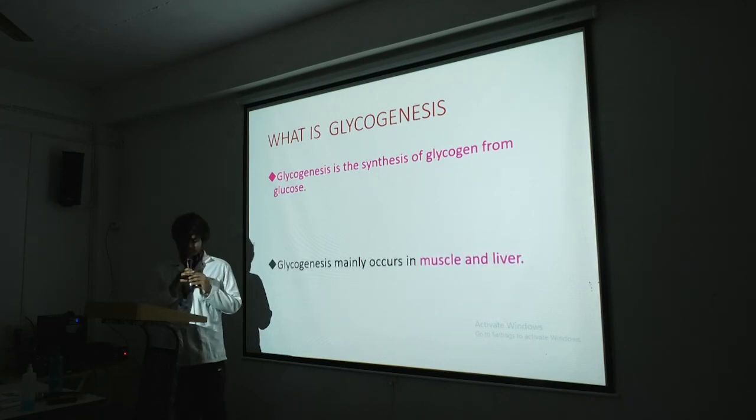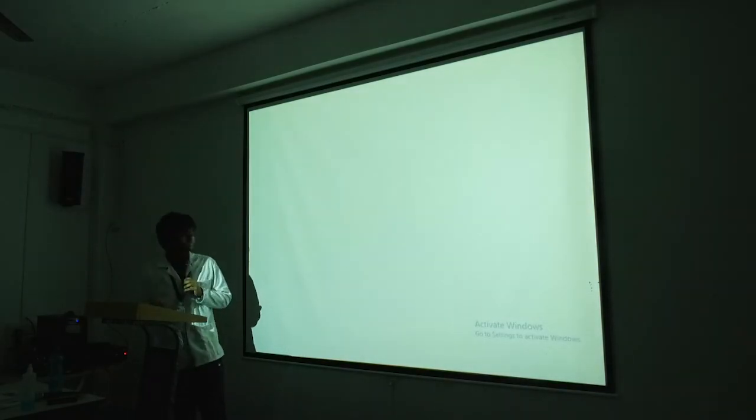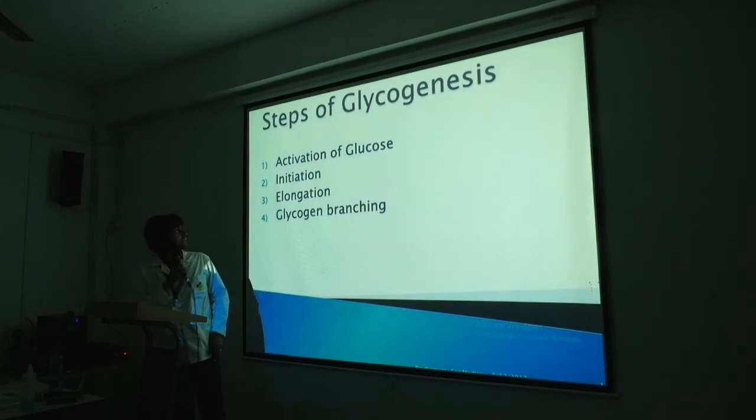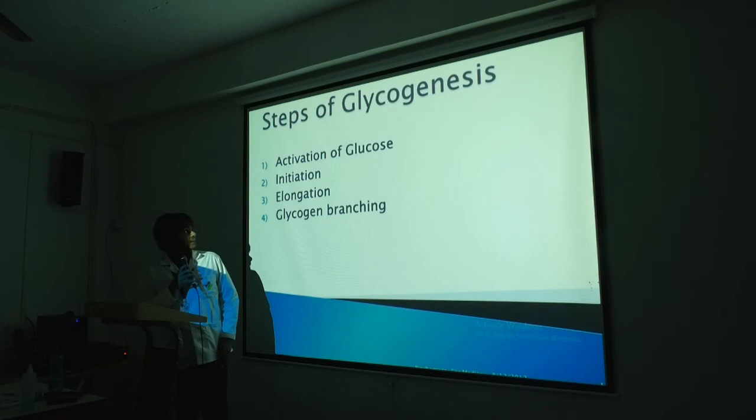Glycogenesis mainly occurs in muscles and livers. Next slide is steps of glycogenesis. So here are 4 steps. Number 1, activation of glucose. Number 2, initiation. Number 3, elongation. And number 4, glycogen branching.